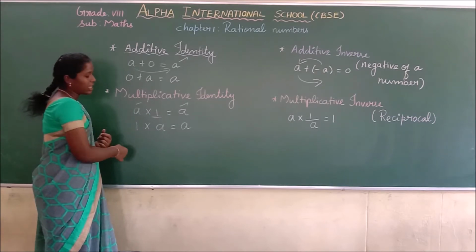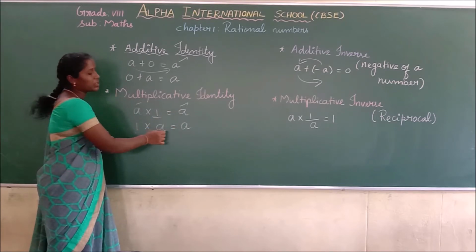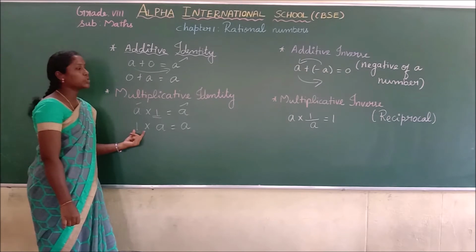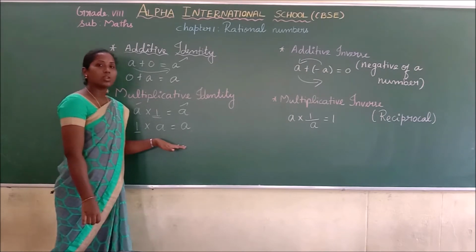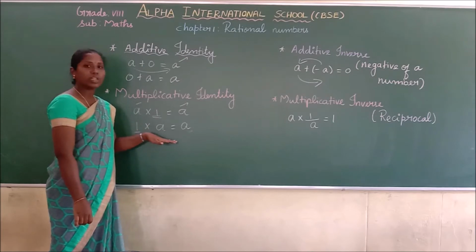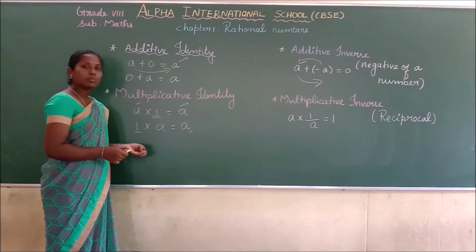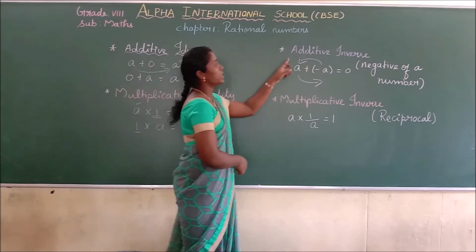A into 1 is equal to A, and in other words 1 into A is also A. So we can say that 1 is the multiplicative identity for all rational numbers. Here also, 1 is not only the multiplicative identity for rational numbers, it is also the multiplicative identity for whole numbers and integers.